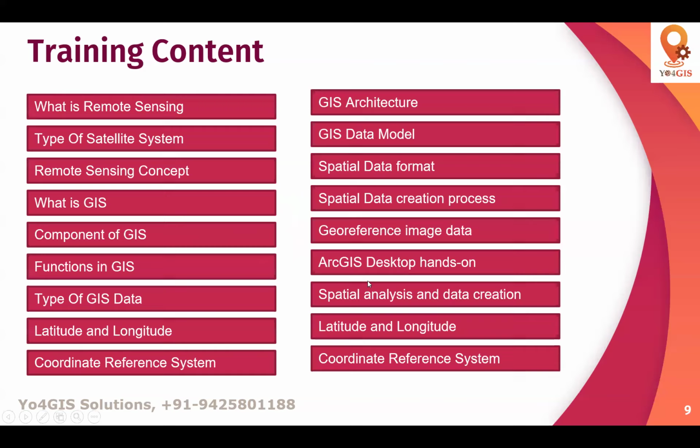Then after you have filled the Google form, in that place we already have kept the course content, but in brief I will just tell you what things we are going to cover: what is remote sensing, types of satellite systems, remote sensing concepts, what is GIS, components of GIS, functions in GIS, types of GIS data, latitude, longitude, and what is the coordinate system.